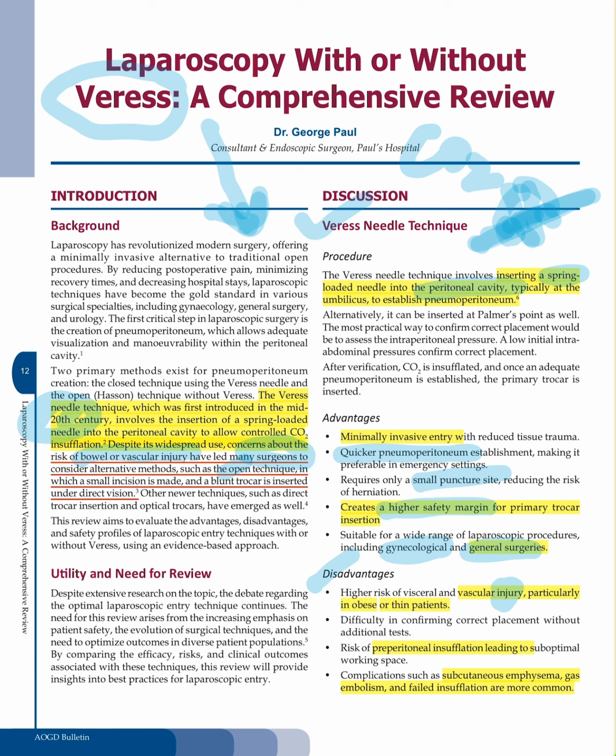Then difficulty in placement. If there is an adhesion, it is difficult. Sometimes what happens is it doesn't enter the peritoneal cavity. There is pre-peritoneal insufflation only, which can lead to suboptimal working space. And if the gas enters under the skin, the subcutaneous tissue, it can lead to subcutaneous emphysema, gas embolism, failed insufflation. These are common.